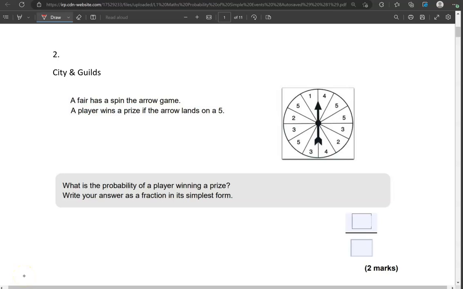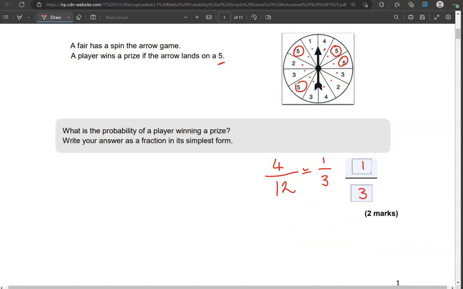So a player wins if the arrow lands on a 5. How many 5s do we have here? There are 1, 2, 3, 4 of them, out of the total, which is 1, 2, 3, 4, 5, 6, 7, 8, 9, 10, 11, 12. So 4/12. We can divide both numbers by 4, so we get 1 and 3. So 1/3 is the simplest form of 4/12.